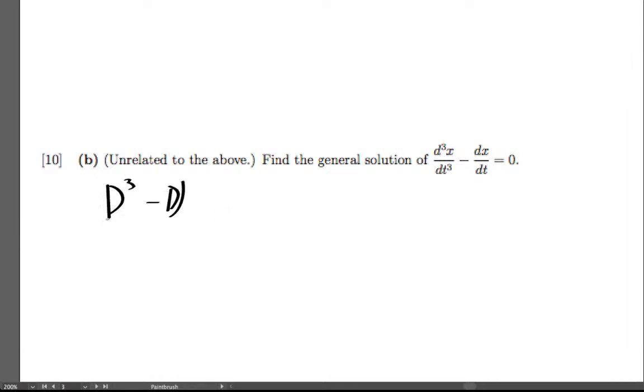You do this first. This must equal to 0. Okay? So, oh, what just happened? Okay, so first thing is that we want to factor this out: D minus 1 and D plus 1. Okay, D plus 1 there. This would equal to 0.